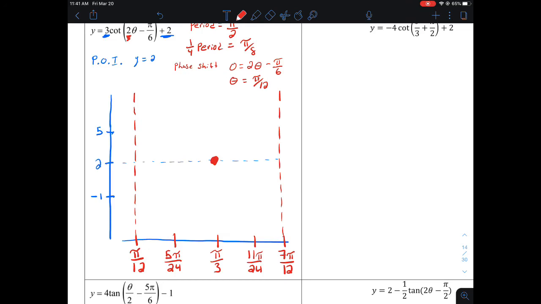So when I go from pi over 3 to 11 pi over 24, I'm going to be at -1. Here, when you go a quarter of the period from the midline in any direction, you apply your vertical stretch.